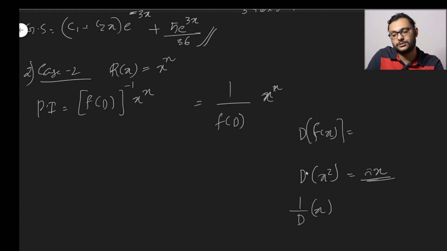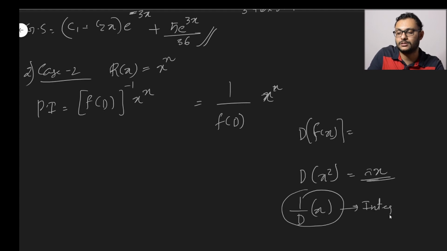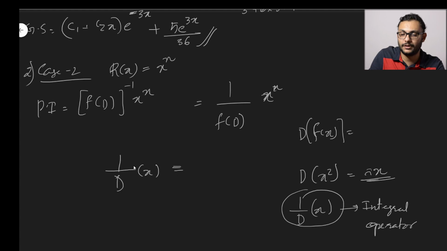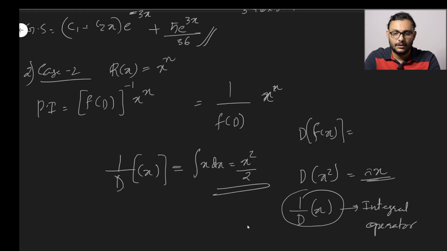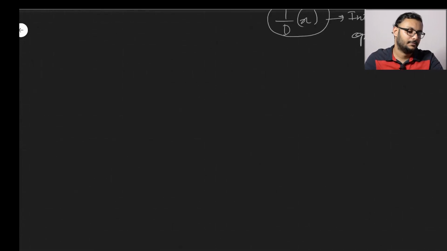If d is the differential operator, then 1 by d is nothing but the integral operator. Keep this in mind. We will have the applications. This is nothing but the integral operator. So, for an example, if we have 1 by d into x, this is not multiplication, this is actually an operation. We are operating x with this operator, where this 1 by d is integral. So, this is nothing but integral x dx, which is equal to x square by 2. Keep this in mind. Now, we can have an example.